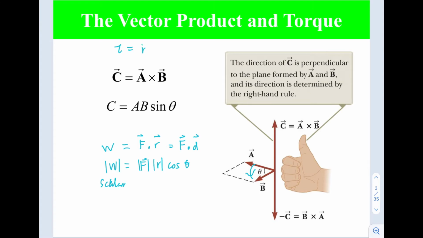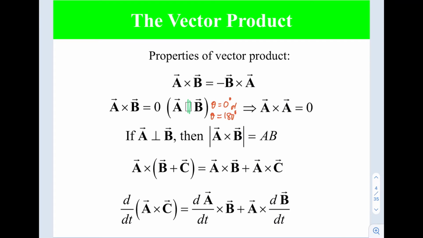But here, if you have torque equivalent to r cross F, torque is a kind of vector. It has magnitude, it has direction. That is the difference. For torque, the magnitude is the magnitude of r, the magnitude of F, sine theta or phi, the angle between them.